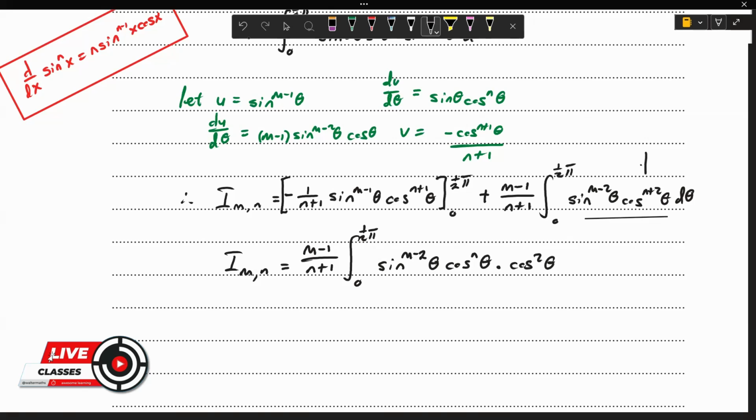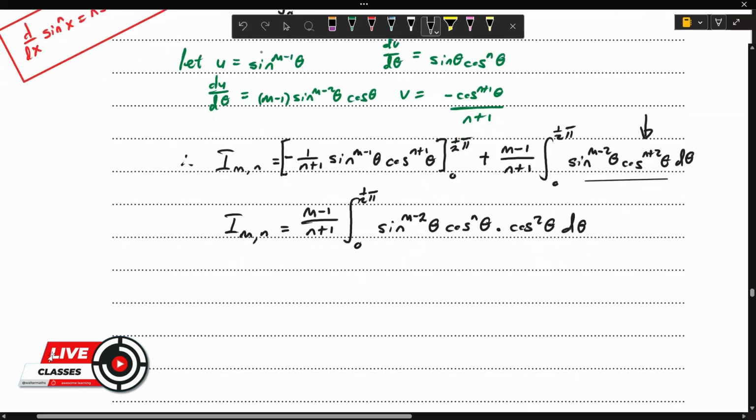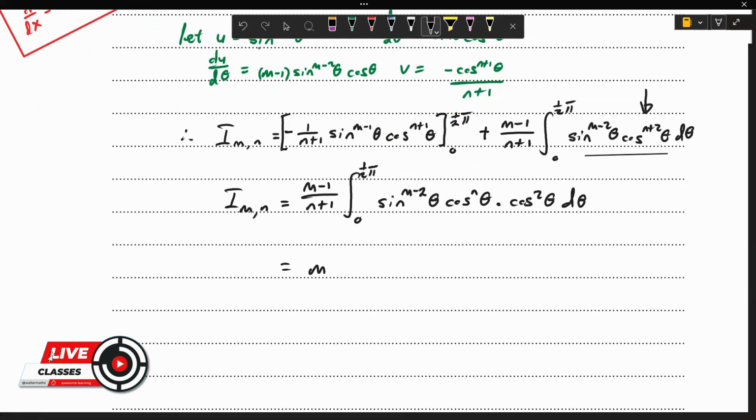So I've just split the cos to the n plus 2 of theta so that this can take the form that we can put in the I sub formula. All right. And we can say here that this is equal to m minus 1 over n plus 1 of the integral from 0 to a half pi of sine to the m minus 2 of theta cos to the n of theta. And for cos squared theta, that's as good as 1 minus sine squared theta. And that's with respect to theta.